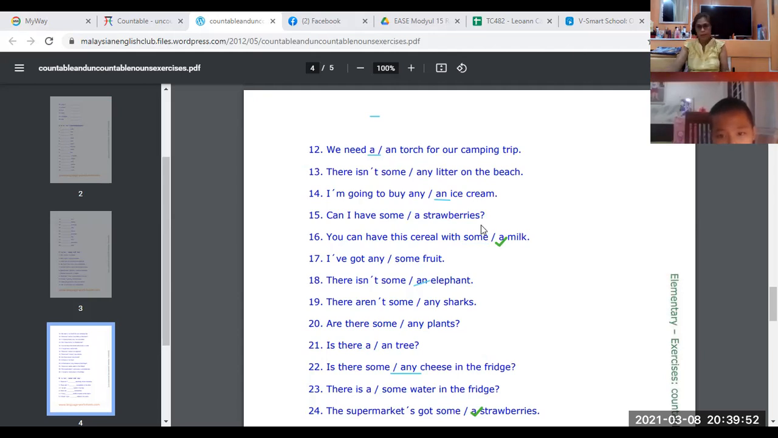Now, Keo, we are going to discuss relative clauses. What do you mean by the word relative clauses? Defining relative clauses are used to give essential information about the noun.